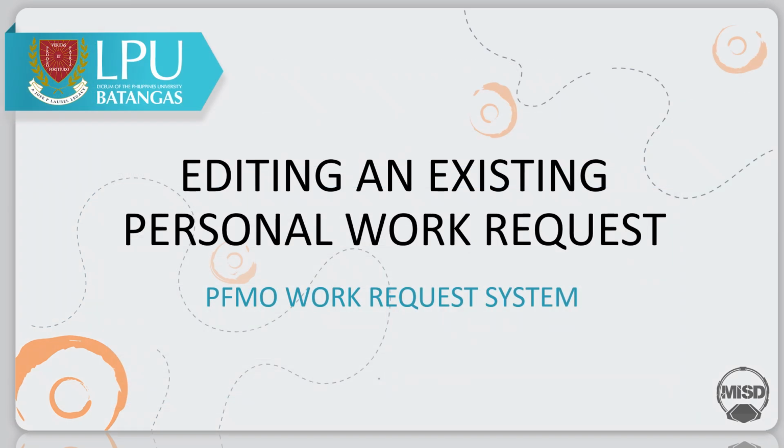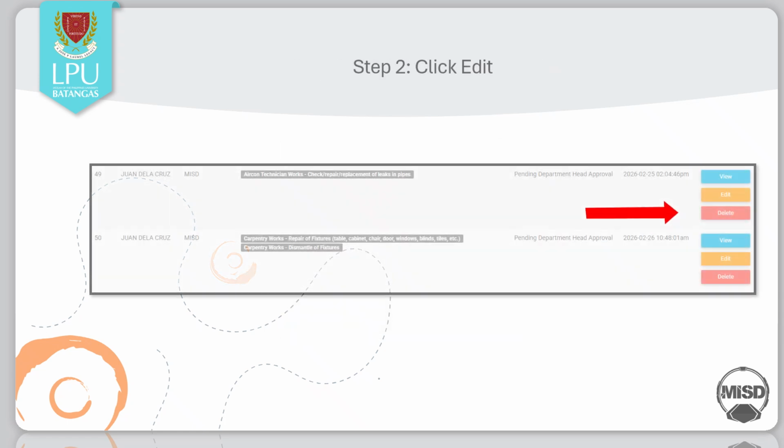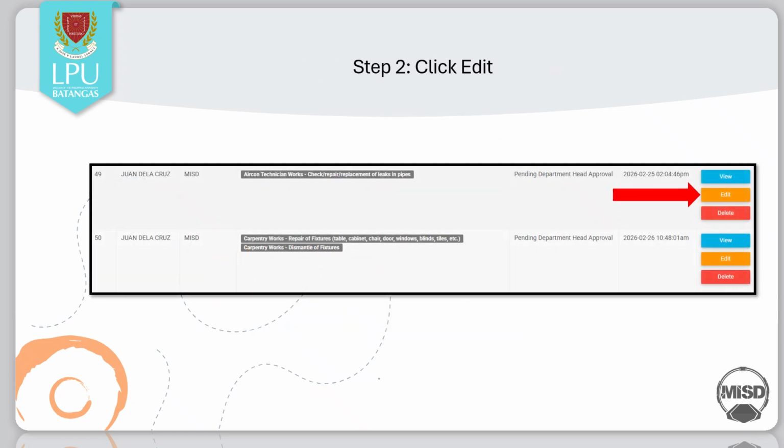And now we can move on to how to edit your personal work request. On the sidebar, click Personal Requests and then on the rightmost part of the list, click Edit. Note that you can only edit work requests that are still pending for approval. If it was already approved, it can no longer be edited. You also cannot edit requests that are already resolved, closed, or declined by the approver.